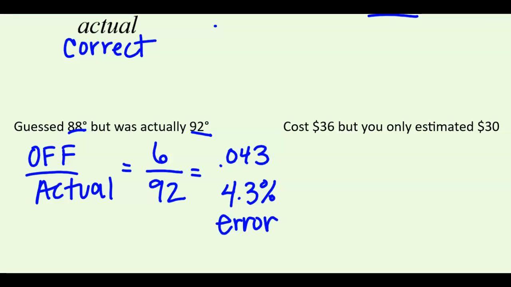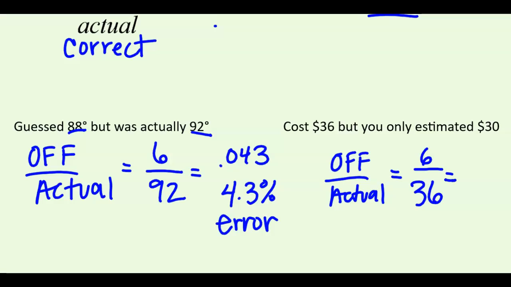Okay, let's do one more. The cost was 36, but you only estimated that it was going to be 30. So formula, actual. All right, looks like you were off by 6. The correct number was 36. And when I divide those in your calculator, you should get 16.6% error. Okay.